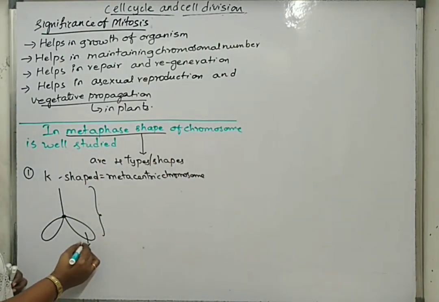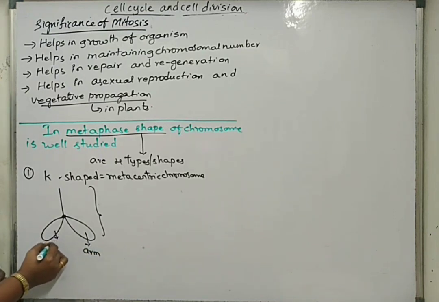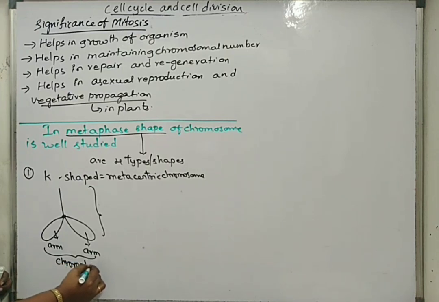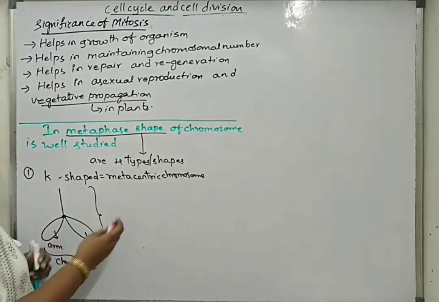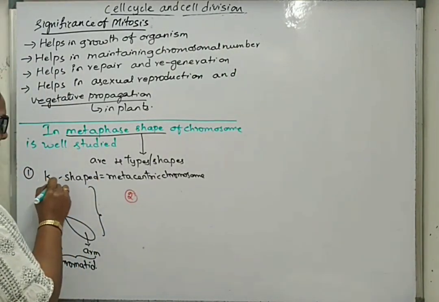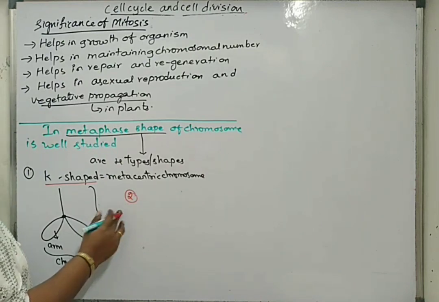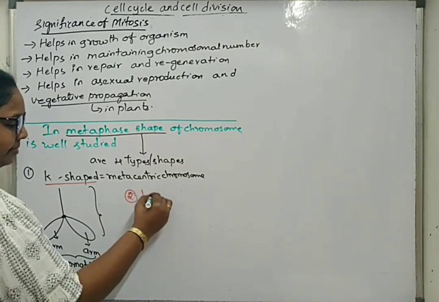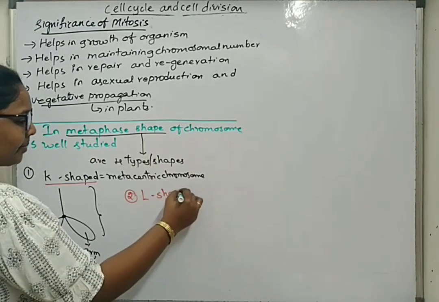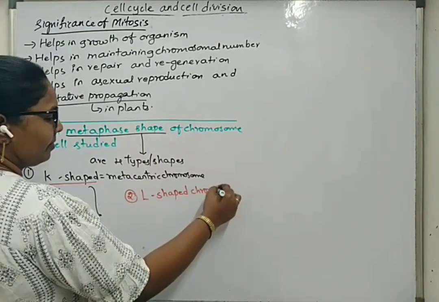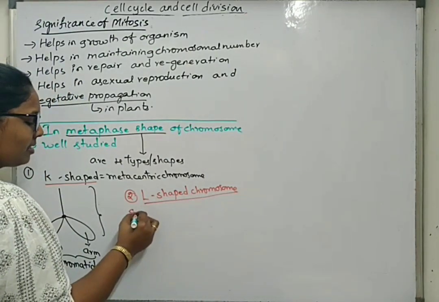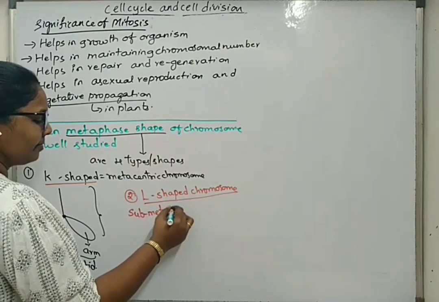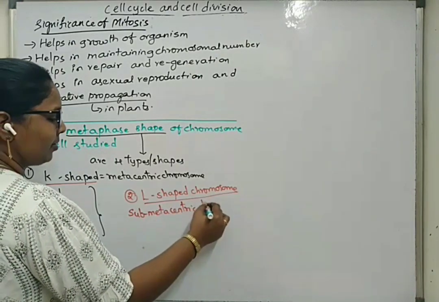So this is one arm, this is the other arm, together called chromatid. Second one, first one is K-shaped. What about the second type? Second one is L-shaped. So this is also called submetacentric chromosome.